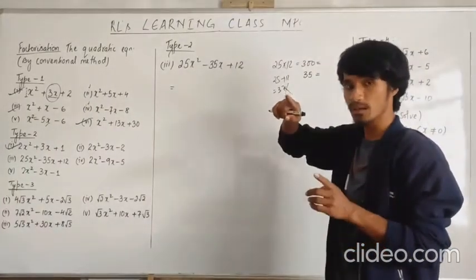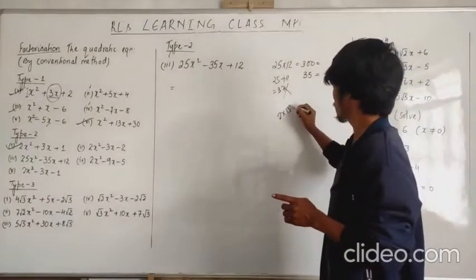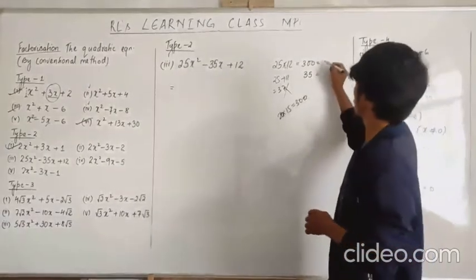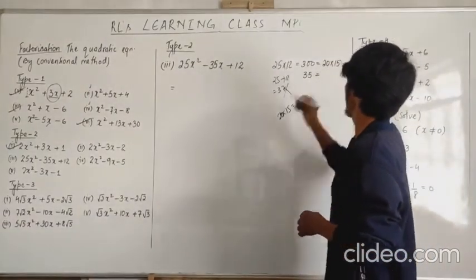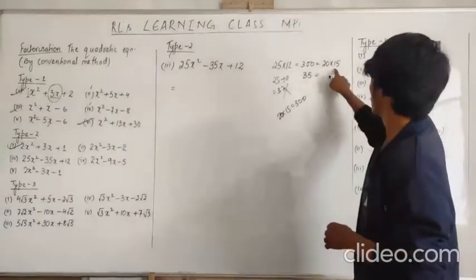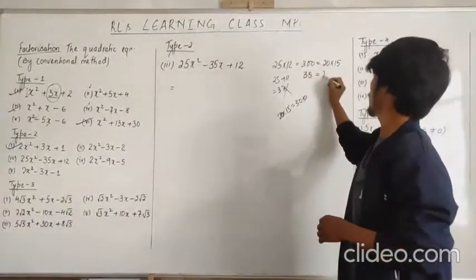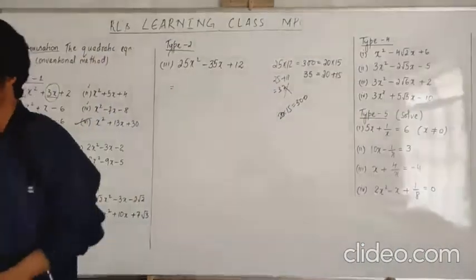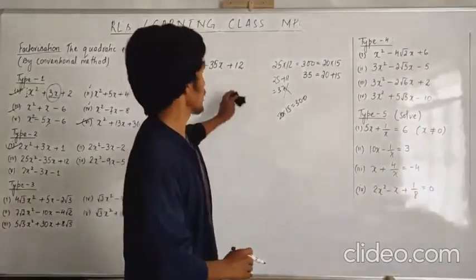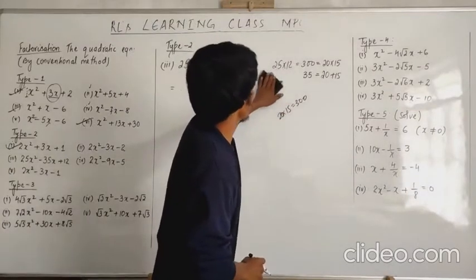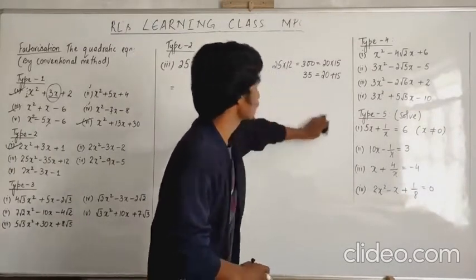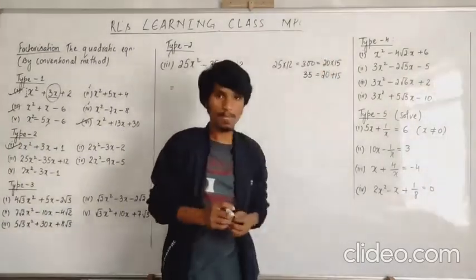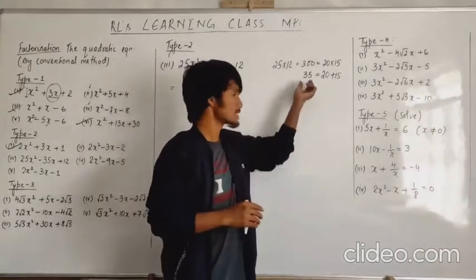Then I can try with 20 into 15. 20 into 15 will again be 300, and 20 plus 15 is equal to 35. Now this is the difficult part of factorization, because when the numbers are very, very large, it is very difficult for the student to find which numbers multiply to get this, and add or subtract to get the middle number.